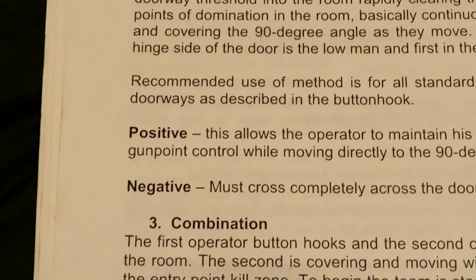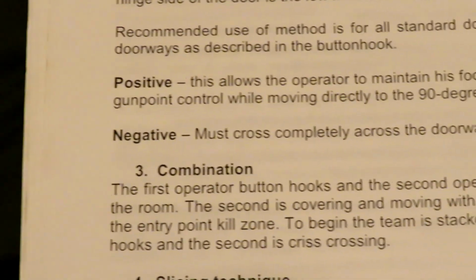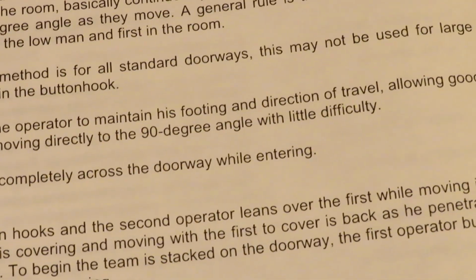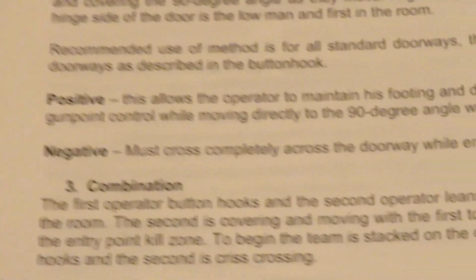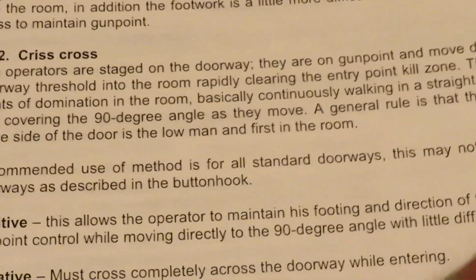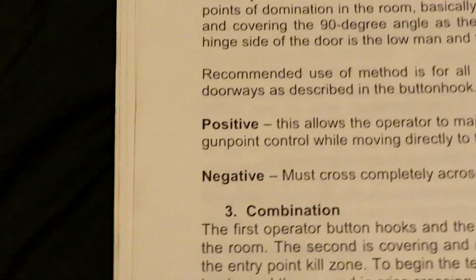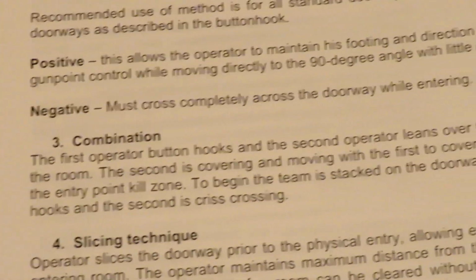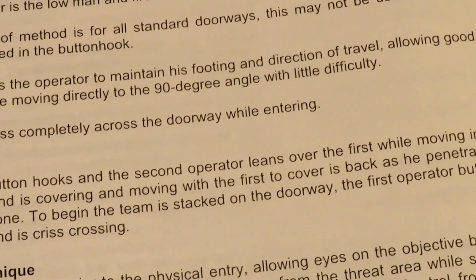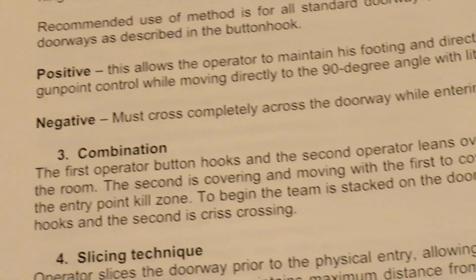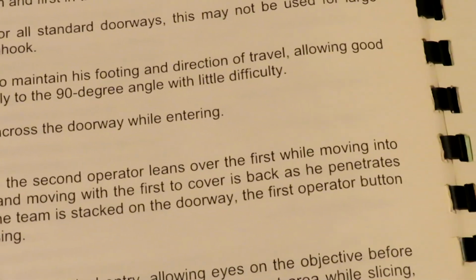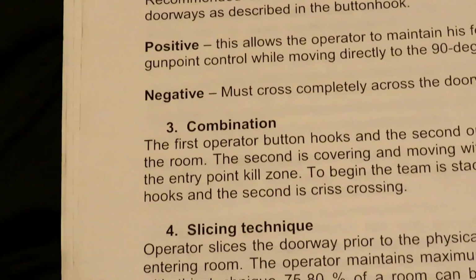The negative: you must cross completely across the doorway while entering. So it's two guys crossing each other. The combination: the first operator button hooks and the second operator leans over to the first while moving into the room. Second is covering and moving to the first's cover as he penetrates the entry point.